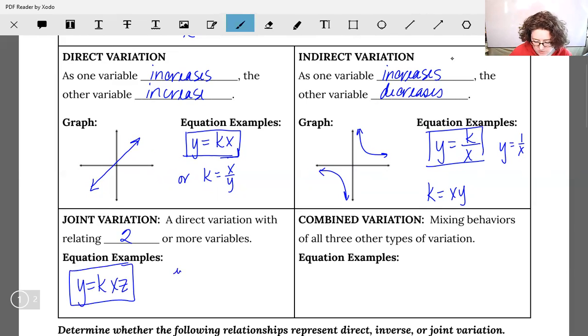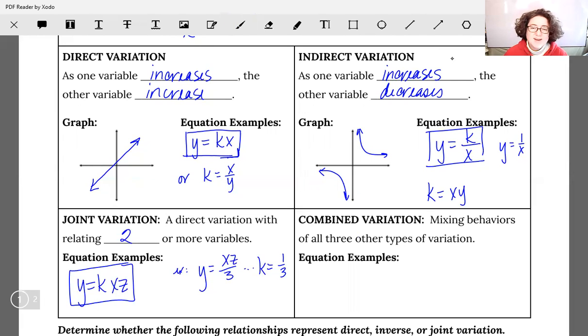So for example, we could look at y equals xz over 3, which really means our k value is dividing by 3, or it's 1/3. So again, both of those would be joint variation problems.